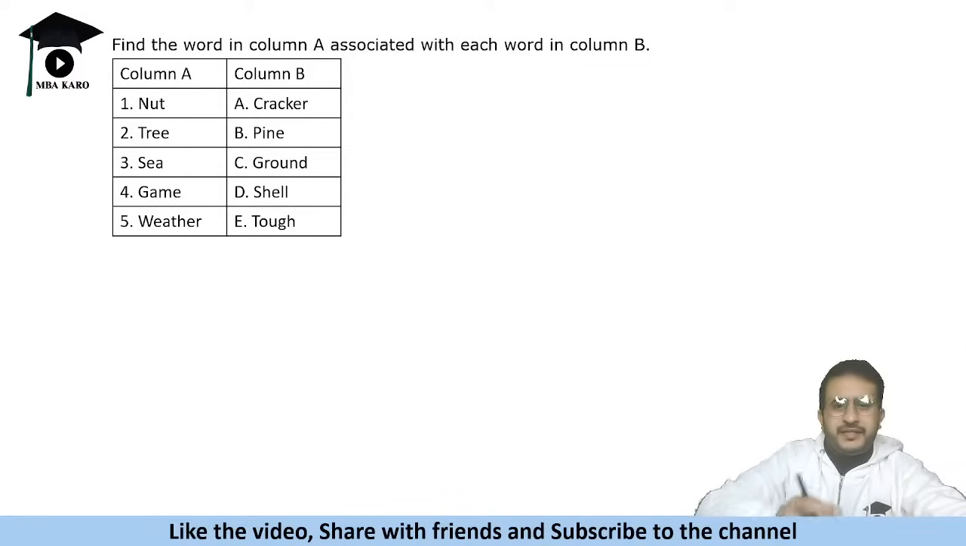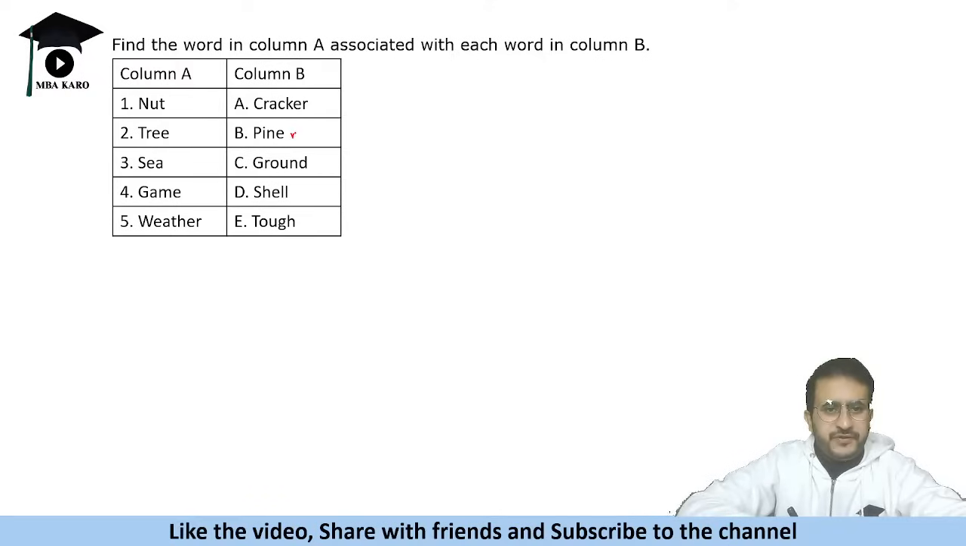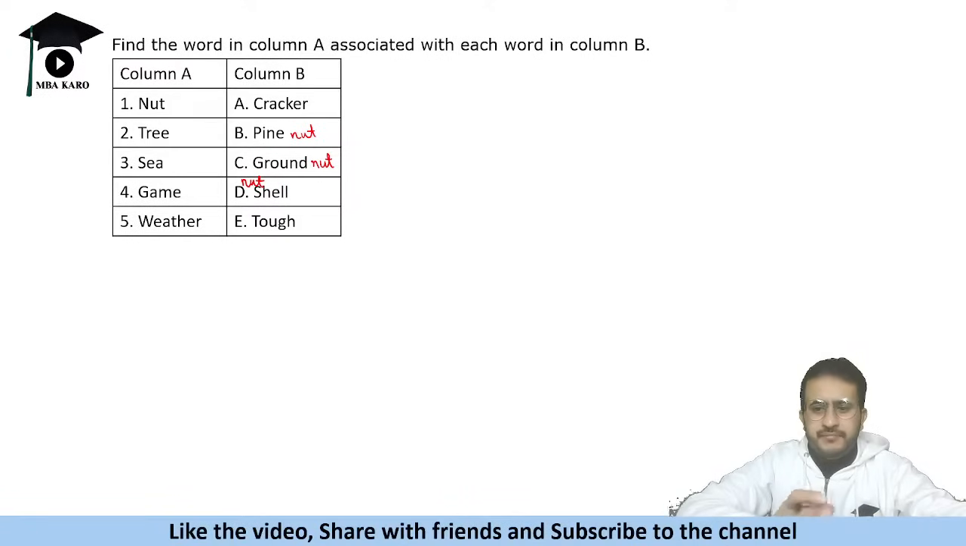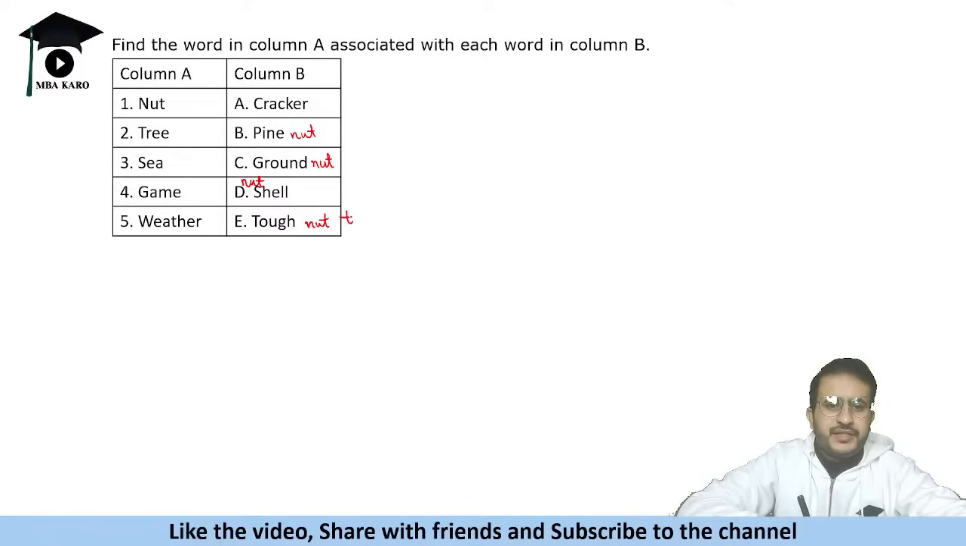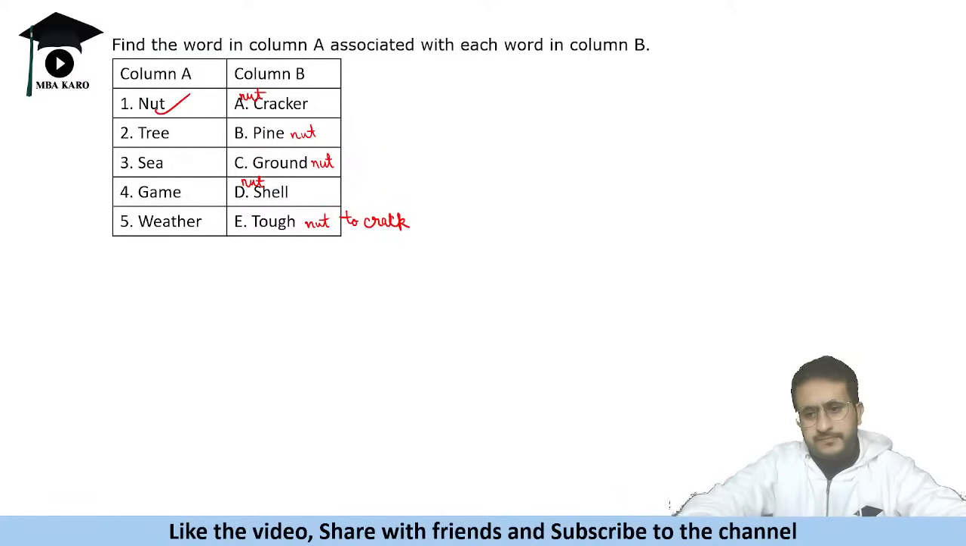See, nutcracker is a device used to crack nuts. Okay, pine nut is a kind of nut. Then you have groundnut, a kind of nut. You say the word nutshell. Nutshell means summary, like you say in a nutshell, some topic in a nutshell. Okay, and tough nut to crack, there is an idiom like that. So nut is associated with all these words. So the right answer is nut. Great. Let's see the next one.